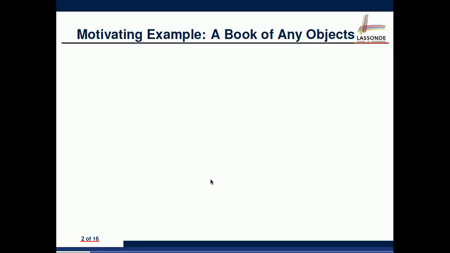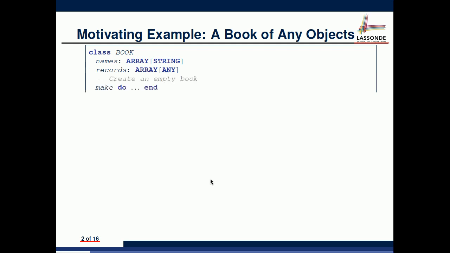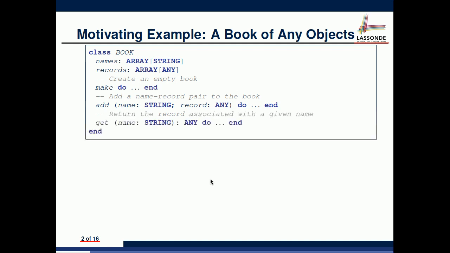Let's look at this particular book over here. Let's say we have a classical book, and we have an array of strings, let's say that's the names, basically 2 arrays. And then we have records, an array of any, like an array of objects. Any is like an object, the most accommodating type in Python. Let's say we have an empty constructor here to make an empty book. Also, we have add, which will add a pair of a string and also any record. And also, we have get. Because we can store any record into the book, we can get anything from there. Notice we have any over here.